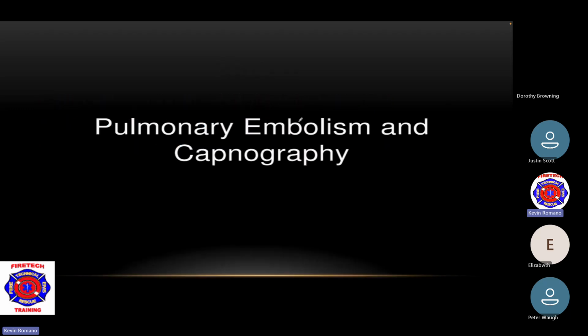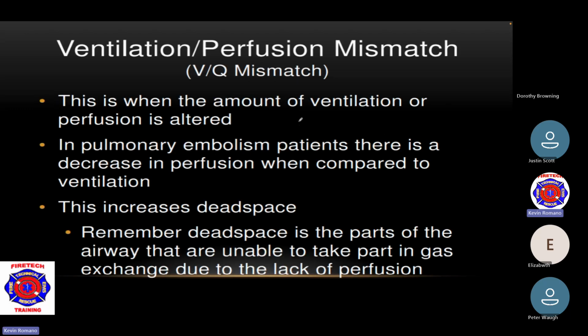All right, next one, PEs and capnography. Getting close to the end here. Right, so we have what they call a VQ mismatch or ventilation perfusion mismatch. This is when the amount of ventilation or perfusion is altered. So in a pulmonary embolus, patients, there is a decrease in perfusion when compared to ventilation, right? Because we have a massive clot somewhere in that pulmonary system, blocking perfusion.